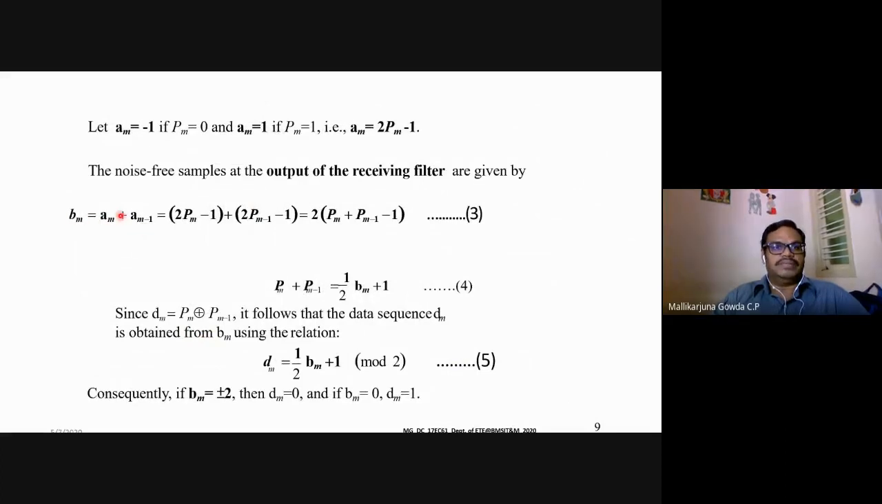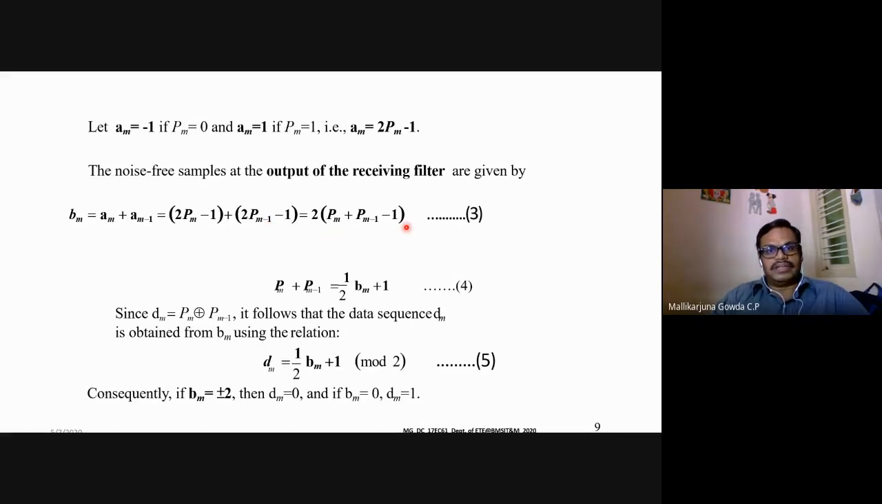But already I said Am is 2Pm minus 1. So I'm just substituting the value of that here: Am as 2Pm minus 1, plus Am minus 1 as 2Pm minus 1, minus 1. So I am just rearranging that. I'm taking 2 outside and writing Pm plus Pm minus 1, and then minus 1.